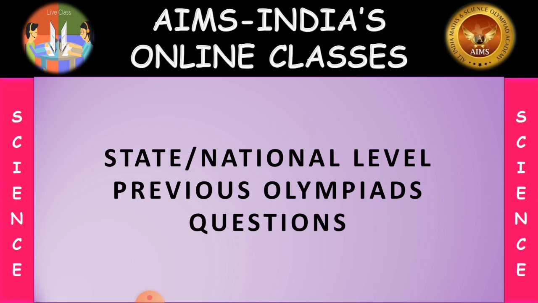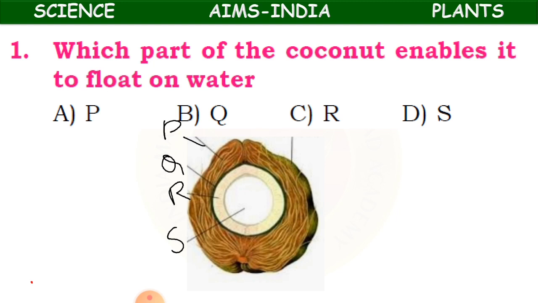Okay children, so let us start with the first question here. Which part of the coconut enables it to float on water? Clear children, like we learnt that coconut can float on water. When we were talking about the dispersal of seeds, we learnt that even coconut can be reproduced by dispersal of seed through water, through floating on water.